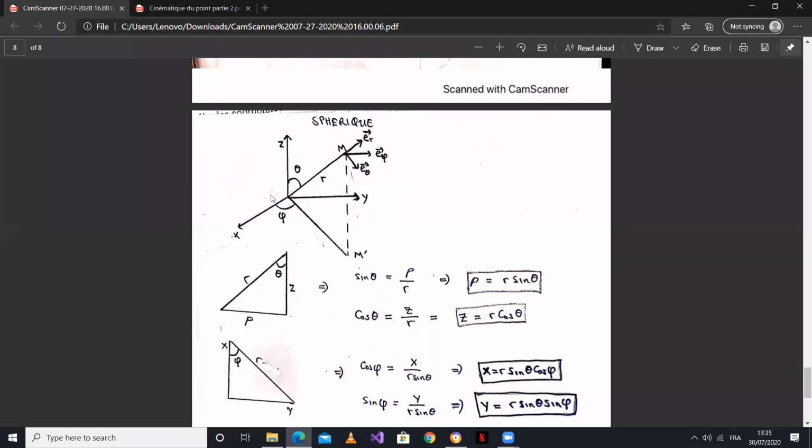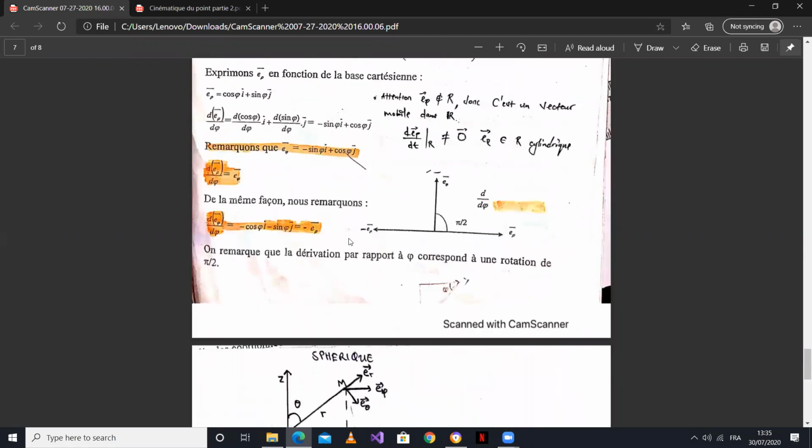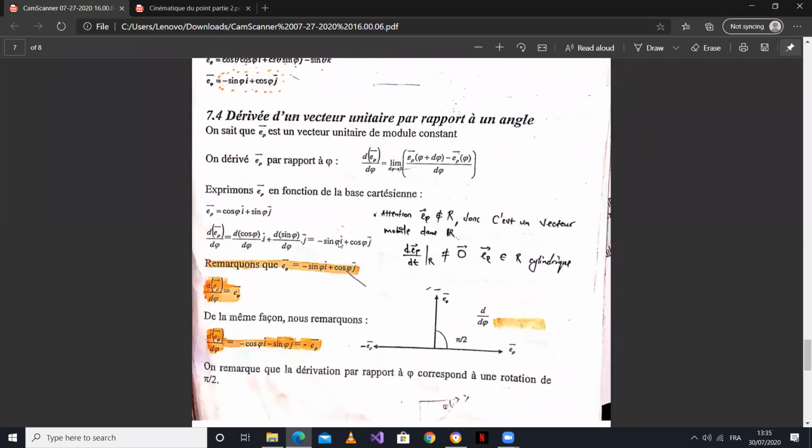As I told you, it moves like that. And as it is moving, phi is changing. So what we want to calculate is the rate of change of e rho with respect to phi. How is e rho changing as phi changes? That's what we are trying to calculate here. Derivative is simply rates of change. So we have that here.